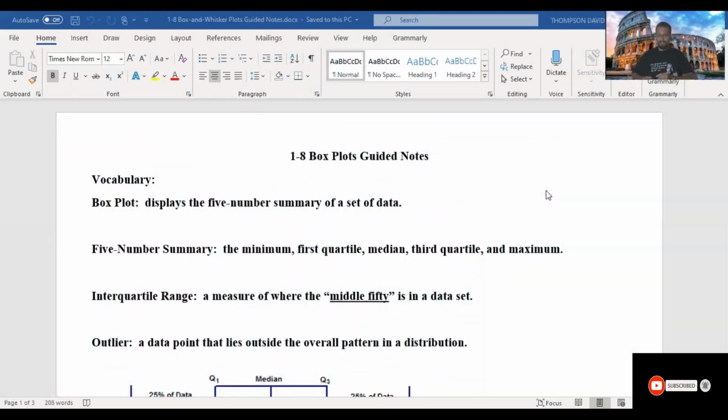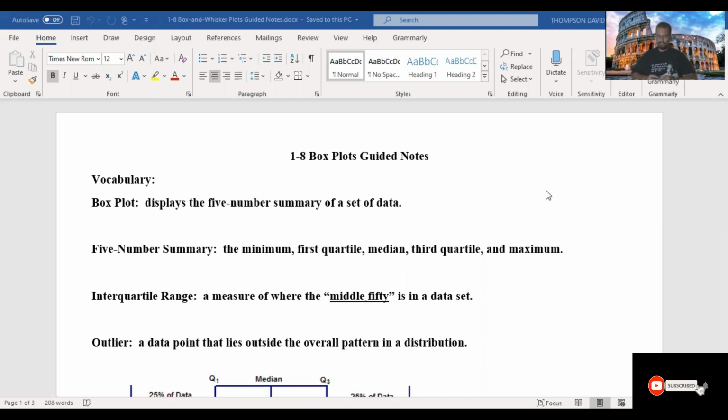In this video, I'm going to talk about box plots, sometimes called box and whisker plots. First, the vocabulary. Box plots display the 5-number summary of a data set. The 5-number summary includes the minimum, first quartile, median, third quartile, and maximum.